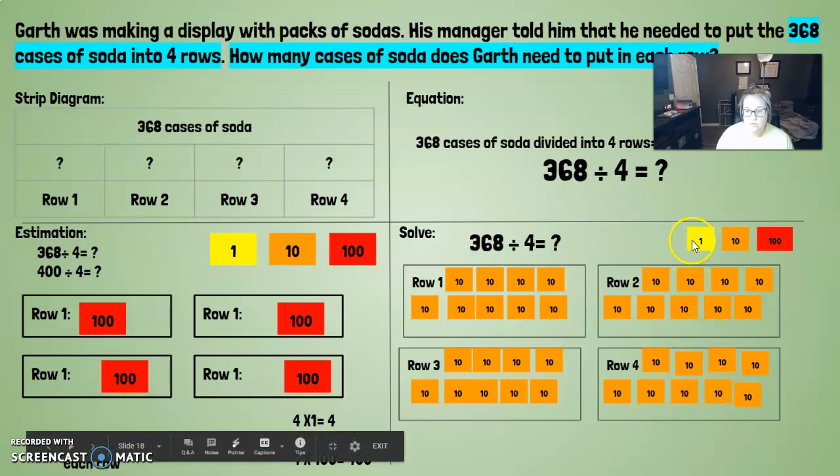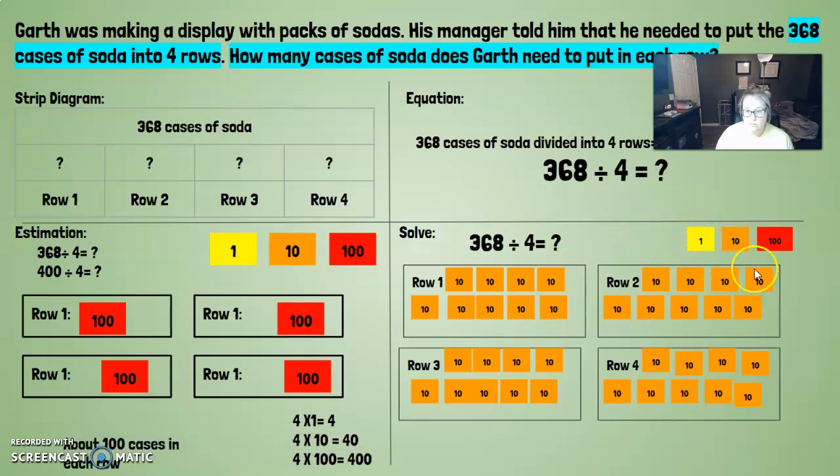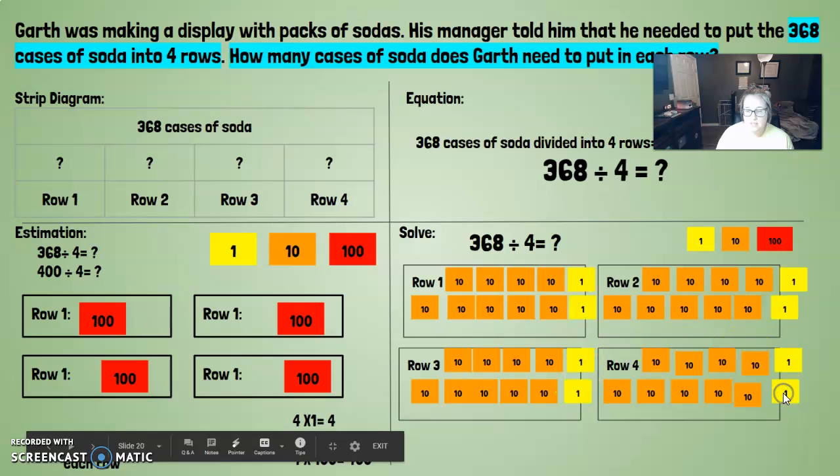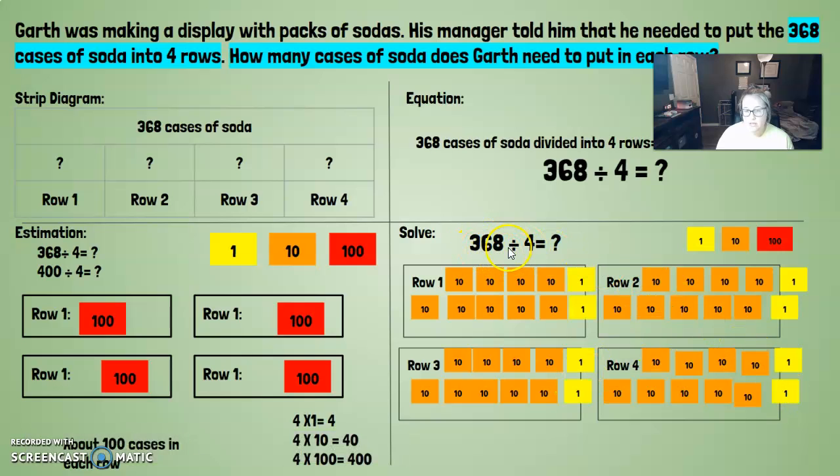So now I have to go to my 1s. So I'm at 360, 361, 362, 363, 364. But I can keep going. So I'm trying to get to 368. 365, 366, 367, 368. So I got to my number of 368. So now I have to figure out how many are in each row. So let's count them. 10, 20, 30, 40, 50, 60, 70, 80, 90, 91, 92. So that means that there are 92 cases in each row.